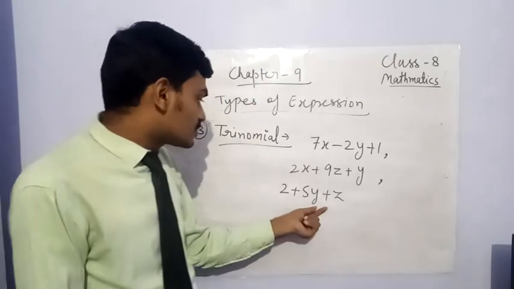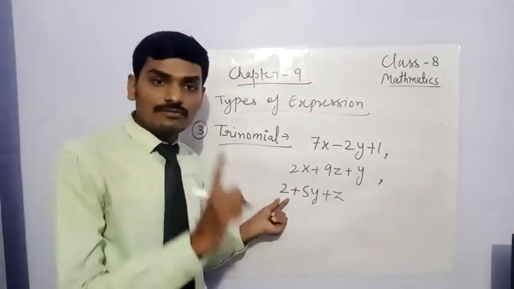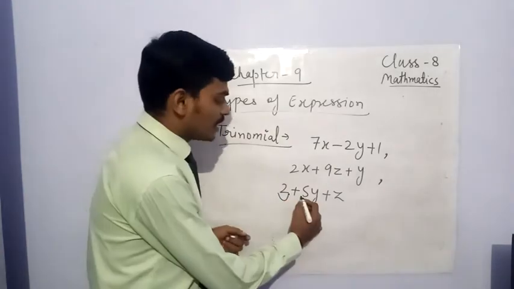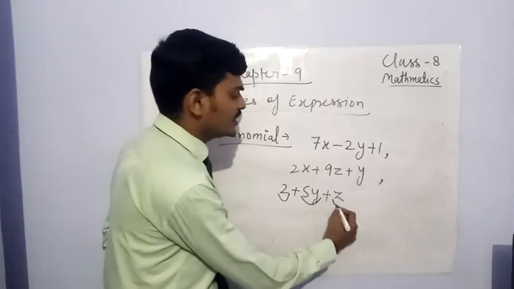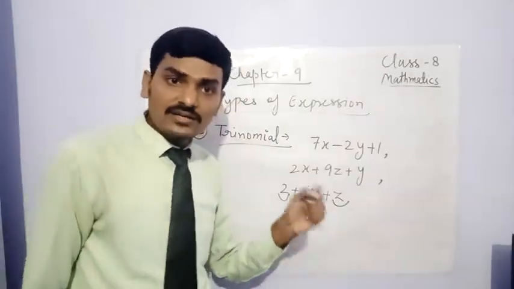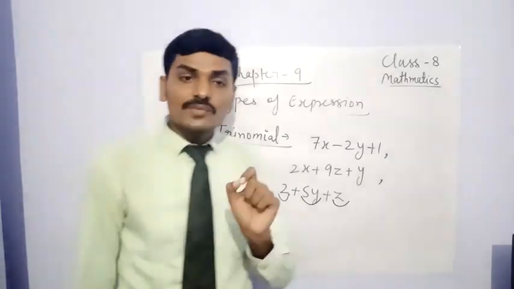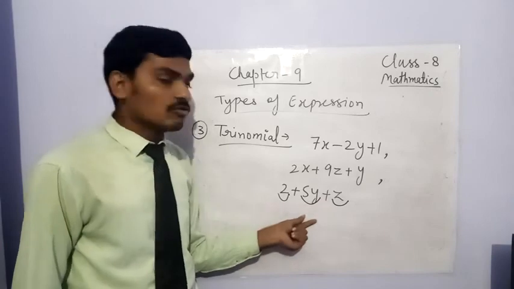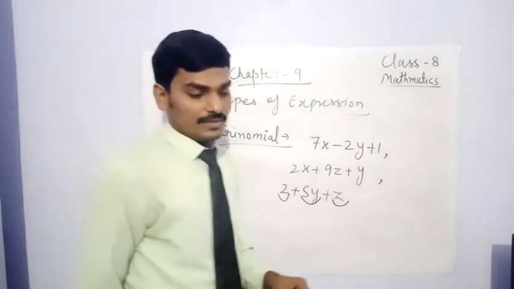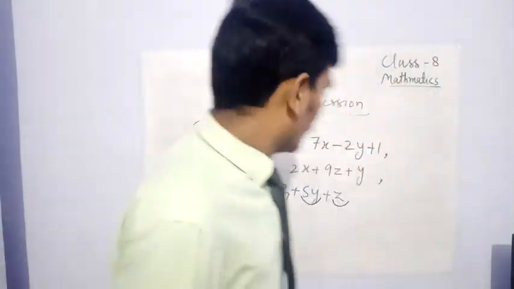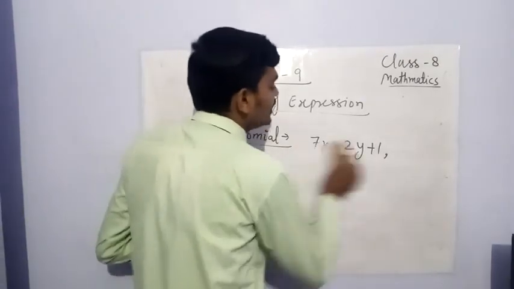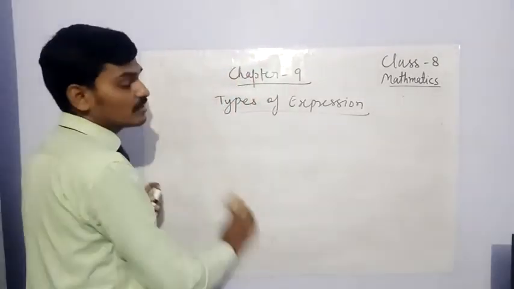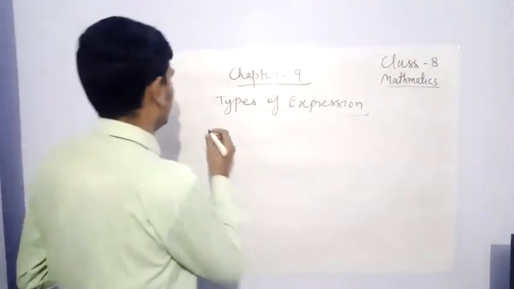Now come to this case. Here 2 is one term, 5y is another term, and z is also another term. So here three terms are present, and this is also a trinomial. Okay. Now come to the polynomial. Next type is polynomial.